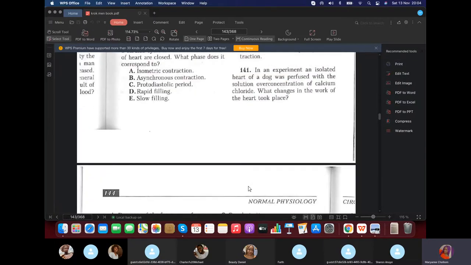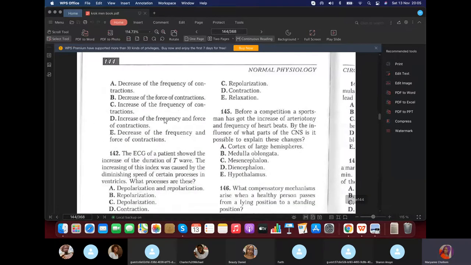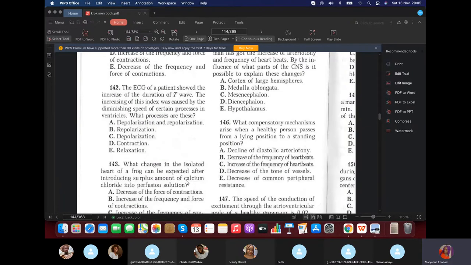In an experiment, an isolated heart of a dog was perfused with a solution of excess calcium chloride. What changes will take place in the heart? Of course, I just explained this. Increasing the frequency, why? Because of increased calcium entering in the action potential cycle, yes? And also increased calcium present in the sarcomere, so the increase in the force of the contraction. So increase in the frequency and force of contraction.